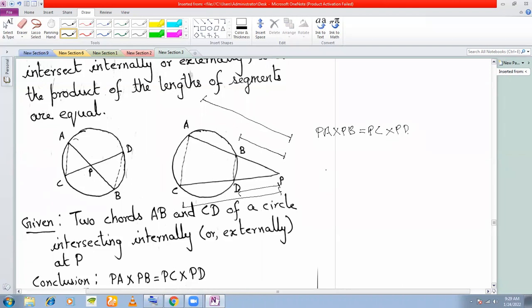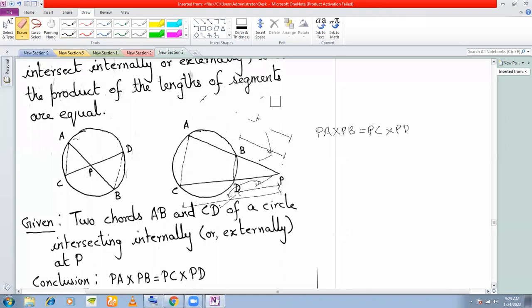Okay, so when the chords intersect each other externally, this is one segment, and this entire length is another segment. You take the product of these two. And similarly here, this is one segment, this is another segment. Take the product of these two, the products must be equal. You must remember this to solve problems.